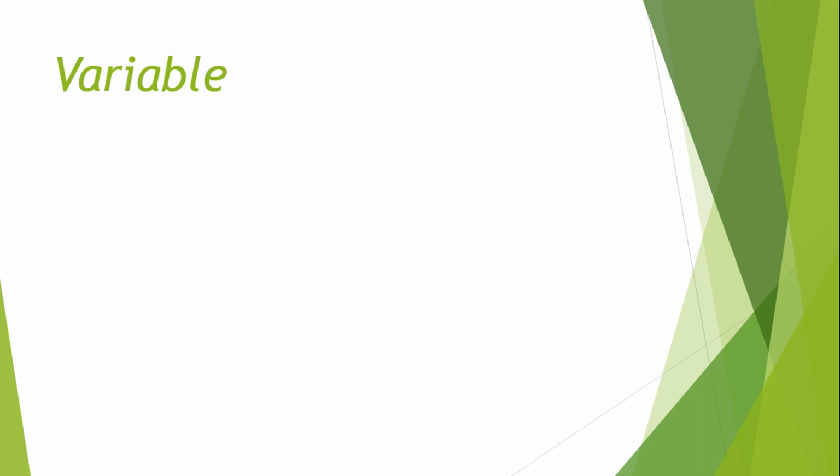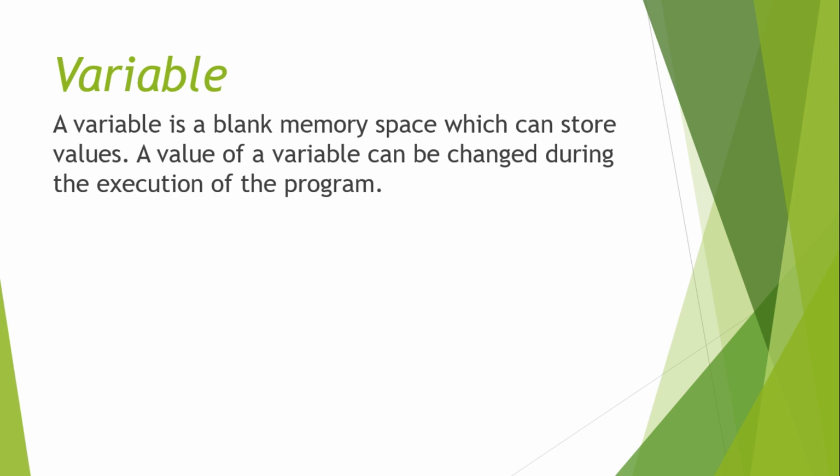Here's the explanation of variable, as some viewers have asked me to explain it. As I have already explained in my previous videos, a variable is a blank memory space which can store values. The value of a variable can be changed during the execution of the program. Whenever we use variables, we actually keep some values in them. We already know that a variable is a memory space which can store values.